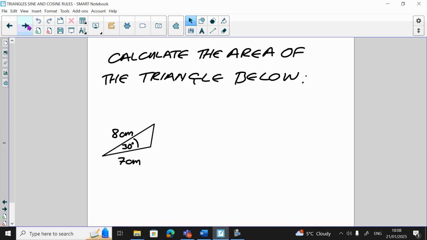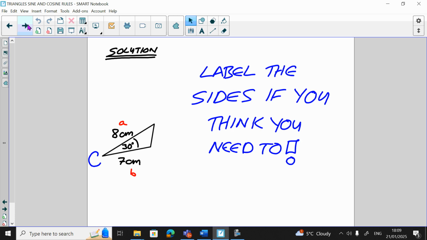Okay, let's go for a wee example here. Let's calculate the area of this triangle below. Looks like we've got two sides of 8 centimetres, 7 centimetres, and an angle between them of 30 degrees. So it looks like everything's in the right position. So what I'm saying here is label the sides. Well, if you want to, sometimes you don't need to, sometimes it's good to. And you can pick whatever letters you want, as long as it fits in with the formula. So we get two sides and the angle between them.